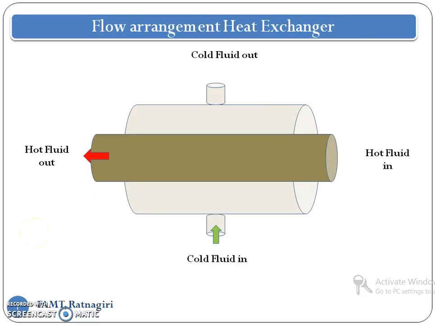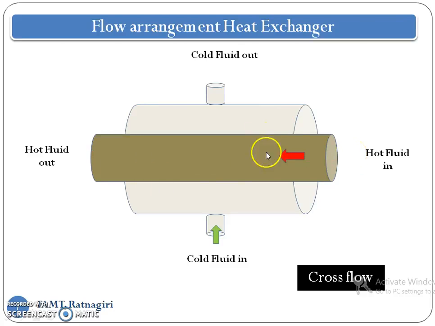Considering the third type based on the flow pattern, that is the cross flow. In cross flow, we have the arrangement likely like this. Suppose the hot fluid is flowing in any direction, but we say it's in the horizontal manner, and the cold fluid, suppose it is in a vertical manner. Likely we have the cross flow arrangement.